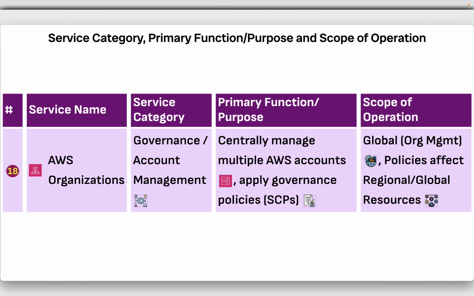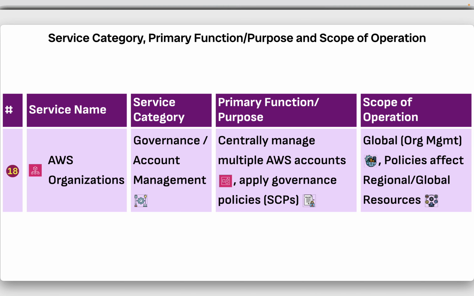Next, service AWS Organizations. Service category is part of governance management or account management. Primary function or purpose is to centrally manage multiple AWS accounts and apply governance policies known as SCPs, which are service control policies. Scope of operation is global because this is organization management, and policies affect both regional as well as global resources.